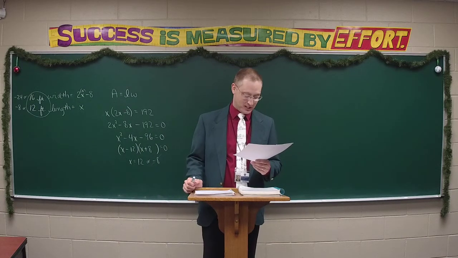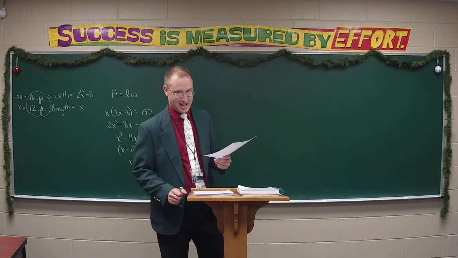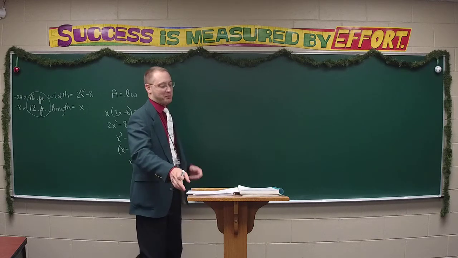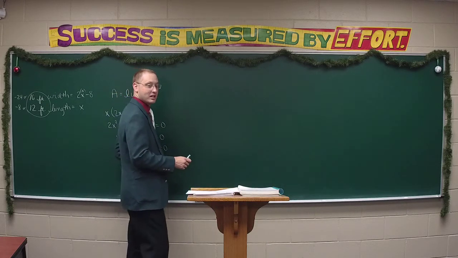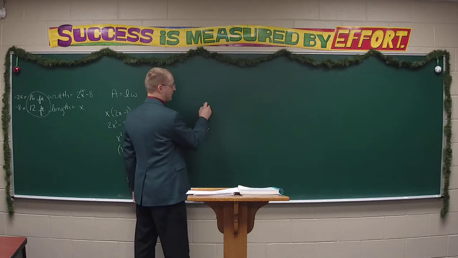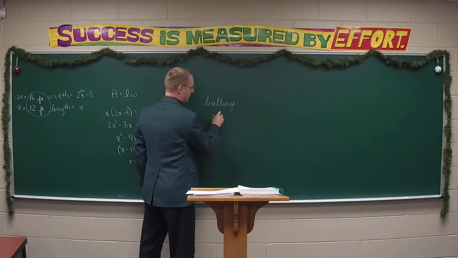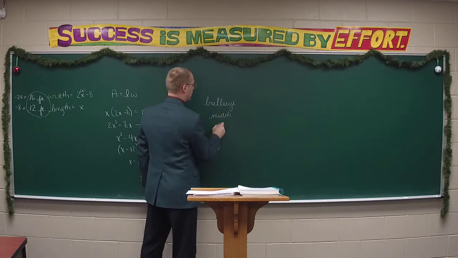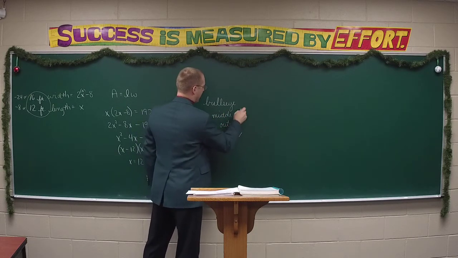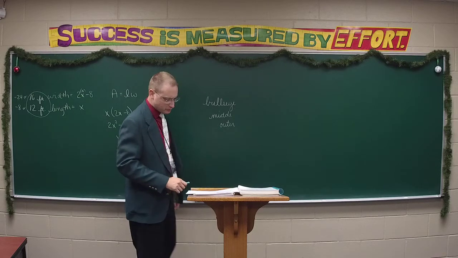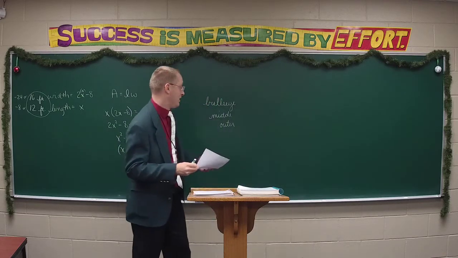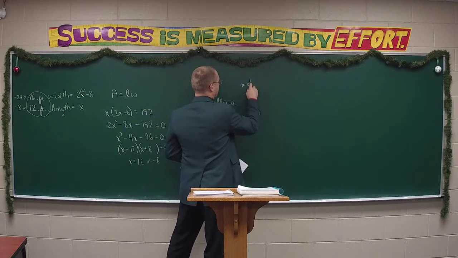If his score was 37, how many times did he hit the bullseye? How many unknowns did we have in this problem, Genesis? 3. And they are? The bullseye, the middle circle, and the outer rim. Good. The bullseye, the middle, and the outer. And the question is, how many times did he hit these?